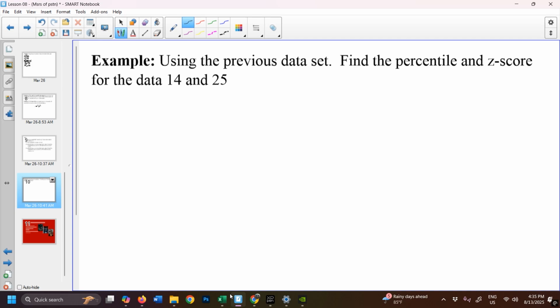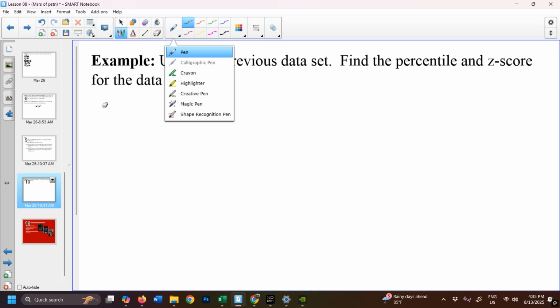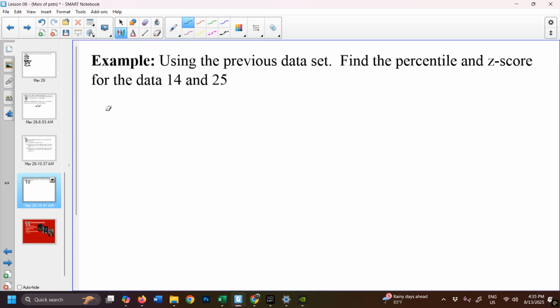Okay, so we want to use the previous data set, the one that we've been using for the other examples, to find the percentile and z-score for the data 14 and 25. So the first thing that we want to do is the percentile for 14 and for 25.